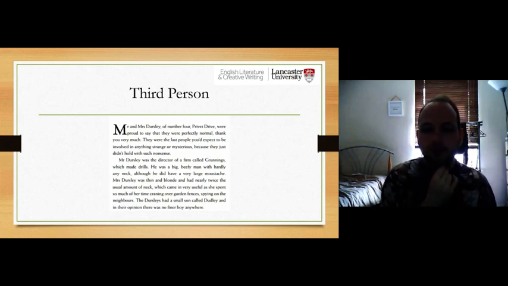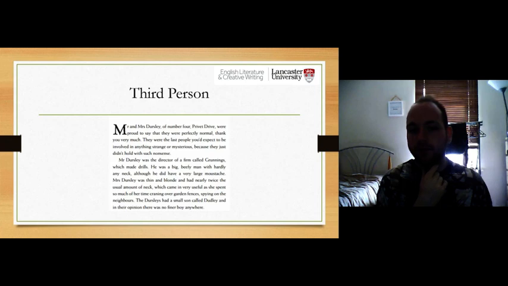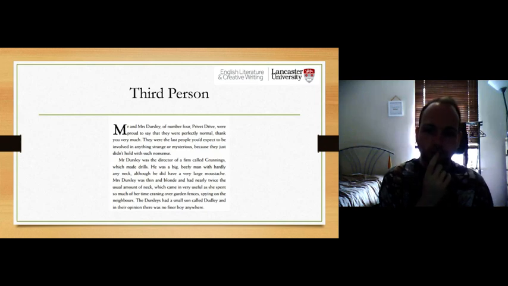Mr. and Mrs. Dursley of number 4 Privet Drive were proud to say that they were perfectly normal, thank you very much. They were the last people you'd expect to be involved in anything strange or mysterious, because they just didn't hold with such nonsense.